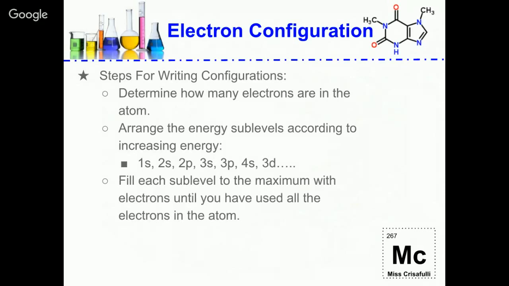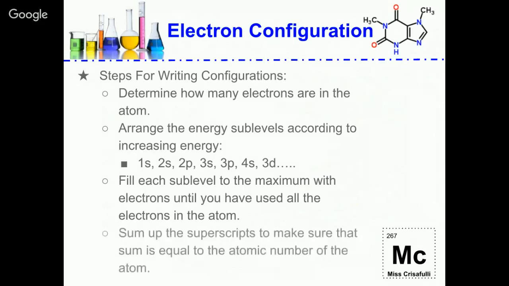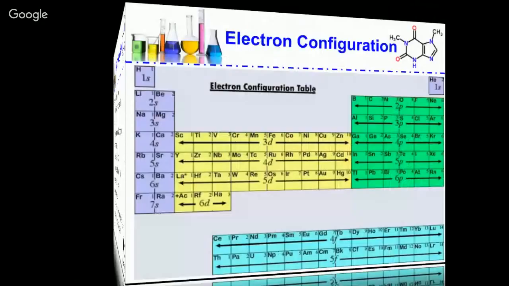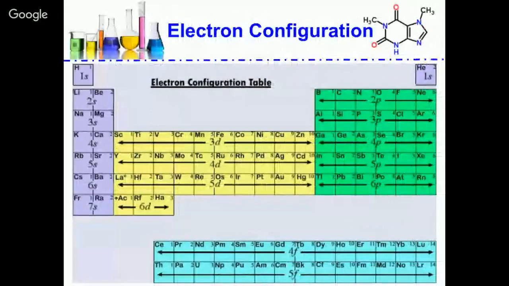Then you're going to fill each sublevel to the maximum with electrons until you have used all of the electrons in the atom. And then finally, just double check. Make sure you sum up the superscripts to make sure that the sum is equal to the atomic number of the atom, or the number of electrons that you started off with. Here's another diagram that will help you. Remember, you have to make sure that you are writing these electron configurations correctly. We're going to talk about this in class, but I want to refresh before you come in on day 1.